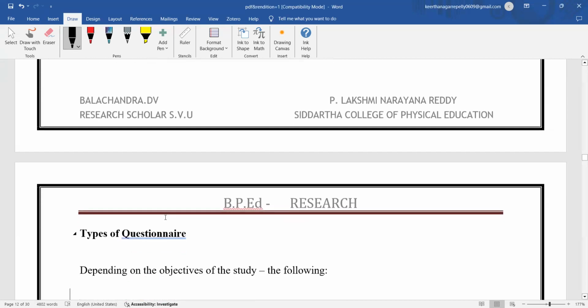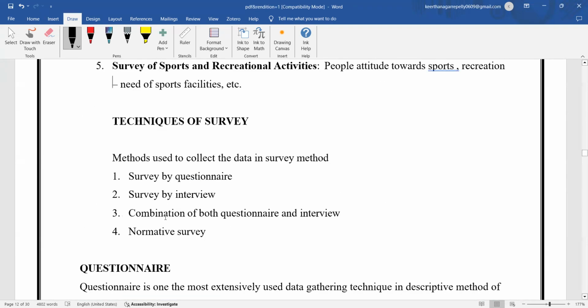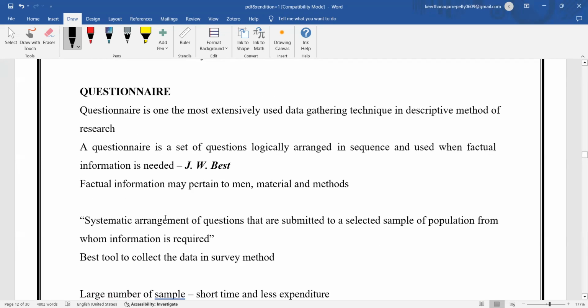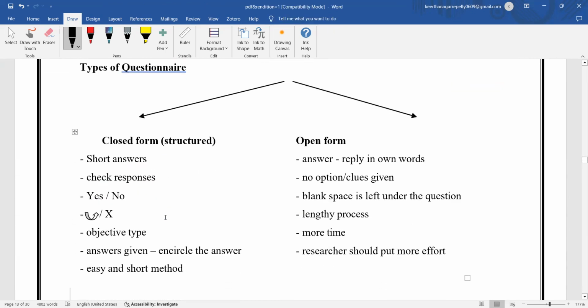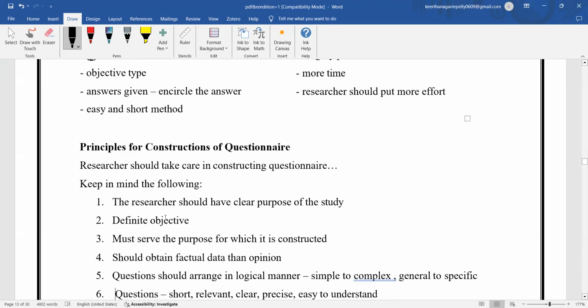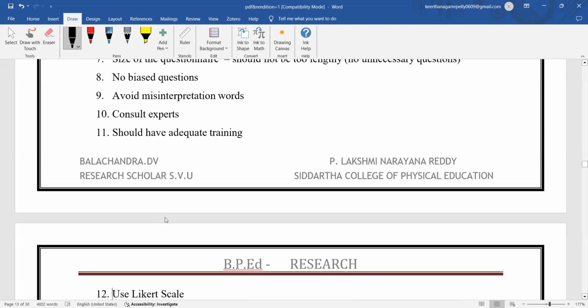Next comes the interview. Here, to understand any particular phenomenon, you take the interview of the individual or a group. The interview is also one of the best examples of the techniques of survey, and a combination of both questionnaire and interview is also one of the best examples. And there are types of questionnaire also: closed form, open form. You can just go through it later on, it's a very easy thing.